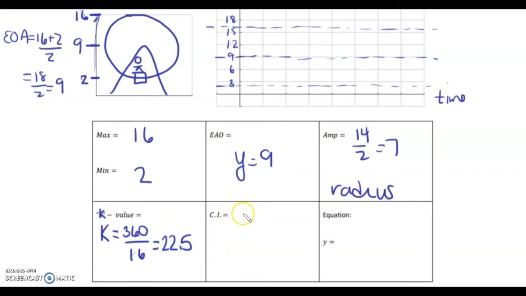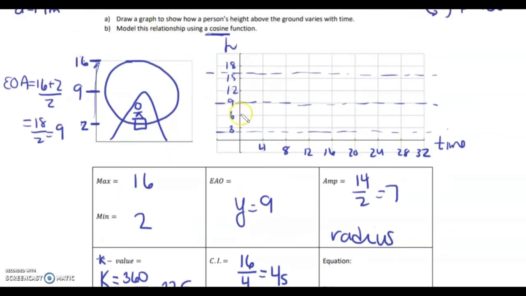Okay, if our period is 16, then every 4 seconds we're going to plot a point. Okay, and this can translate right to our graph: 4, 8, 12, 16, 20, 24, 28, 32. Okay, so let's plot this by patterning.